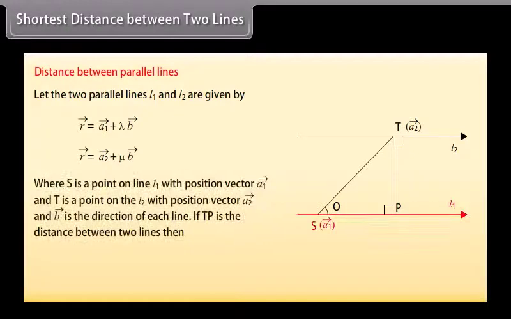Where S is a point on line L1 with position vector A1 and T is a point on L2 with position vector A2, and vector B is the direction of each line. If TP is the distance between two lines, then TP equals modulus of cross product of vector B and difference of vector A2 and vector A1, divided by modulus of vector B.